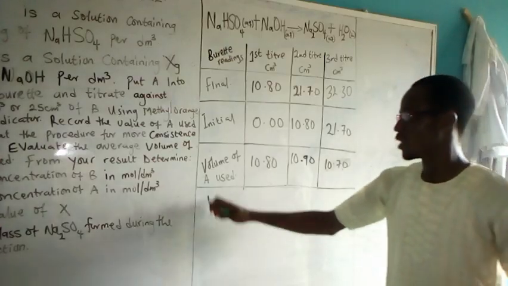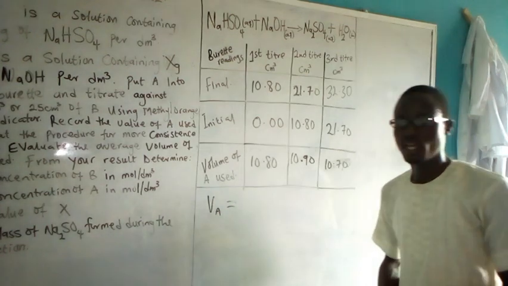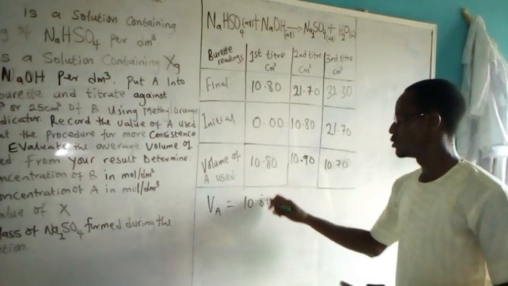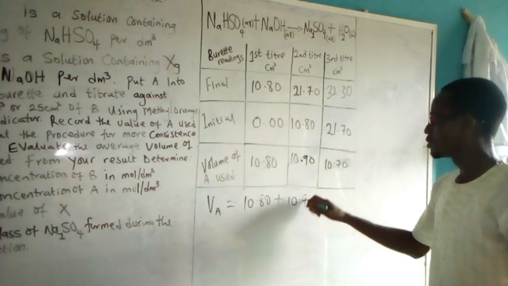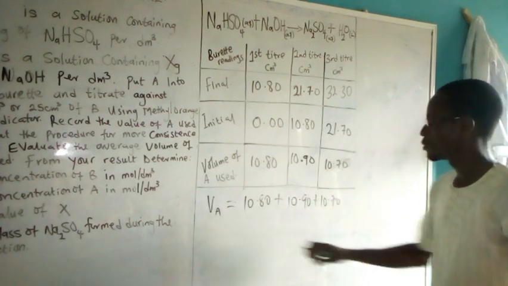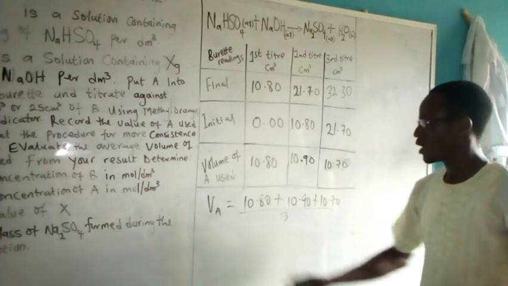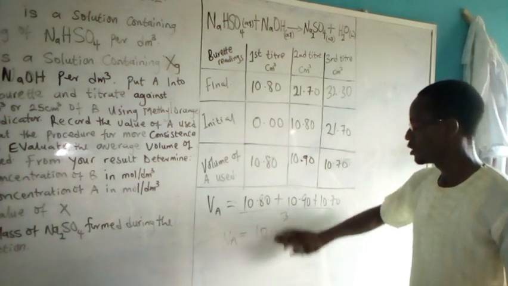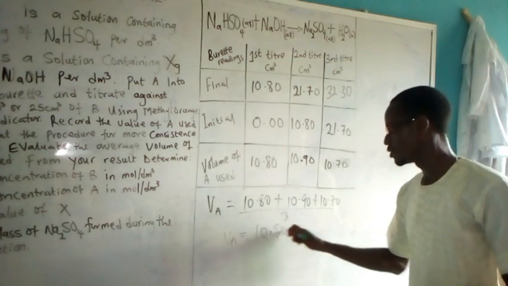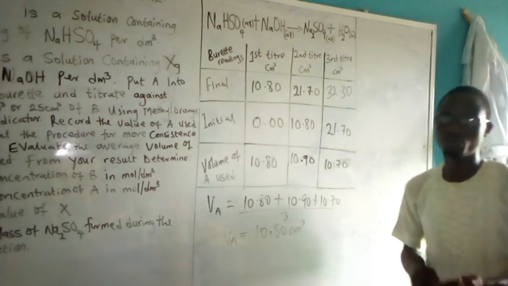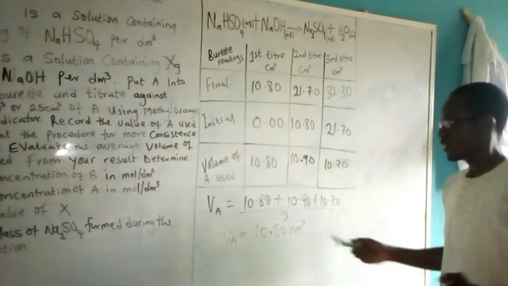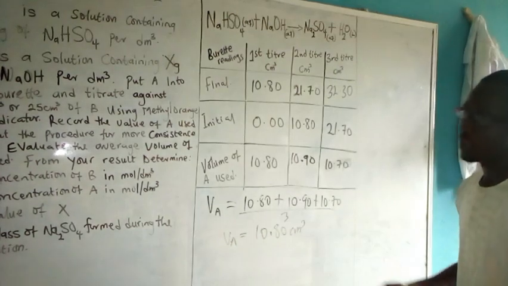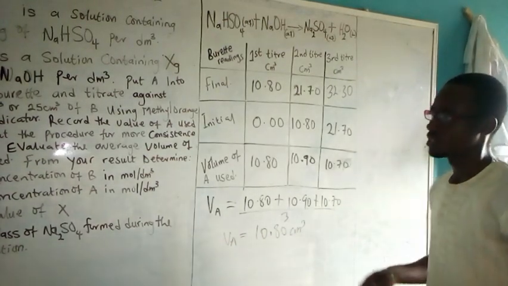So now we can determine our VA, which is the average volume of A used, and that would be equal to 10.80 plus 10.90 plus 10.70, all divided by 3. And that VA will definitely give us 10.80 centimeter cube. The unit is very important in chemistry because the omission of that unit might lead to deduction of marks or no mark awarded at all. So let's be mindful of the unit we give for different parameters.